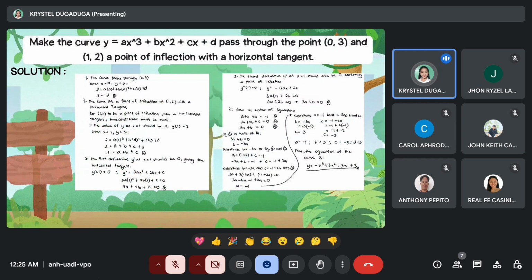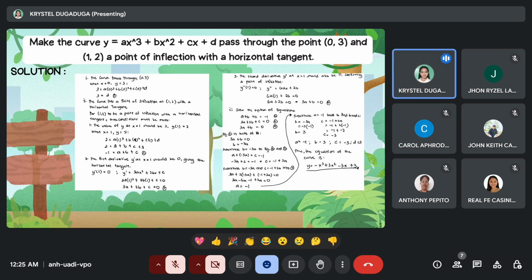So to find the coefficients a, b, c, and d for the curve y equals ax cubed plus bx squared plus cx plus d, so that it passes through the point (0, 3) and has a point of inflection with a horizontal tangent at (1, 2), we can use these conditions to form equations based on the values of y, the first derivative of y, and the second derivative of y at these points. So we need to undergo 3 steps.